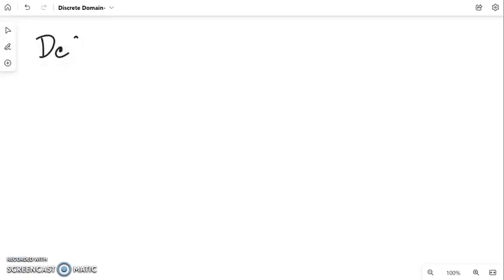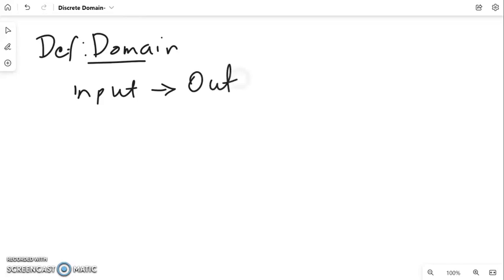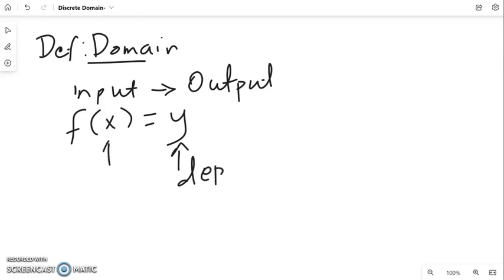So we are going to define a domain. A domain is a set of all input values for which the outputs can be determined. For example, if we have a function f(x) equals y, y is our dependent variable and x is our independent variable.